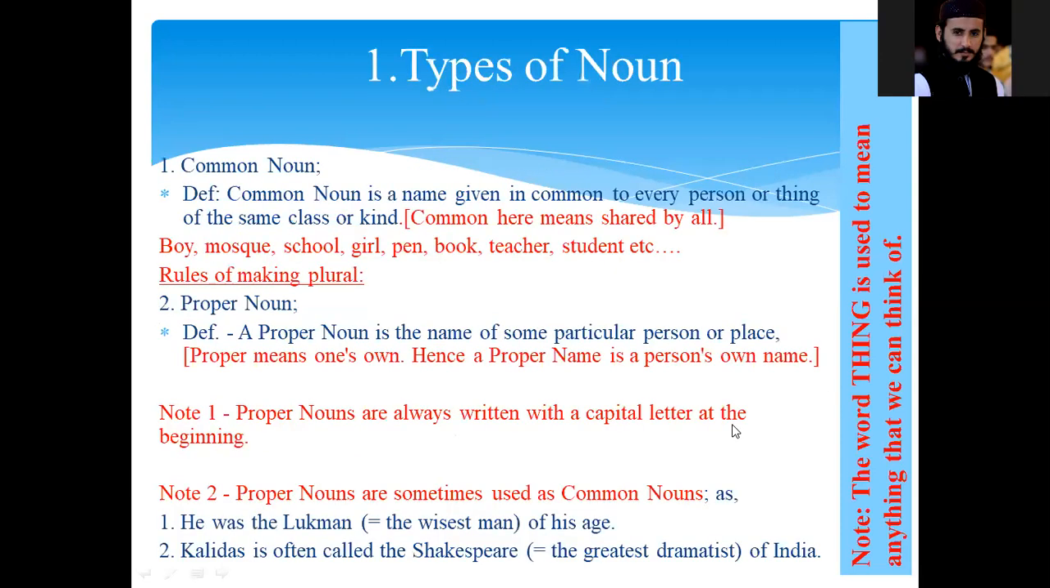Moving to the next slide. Now we have got these types of nouns. We have got 5 types of noun. Number first is common noun. Wren and Martin share the definition here. That is, common noun is a name given in common to every person or thing of the same kind or class. That means it is a name shared by all of the same category.